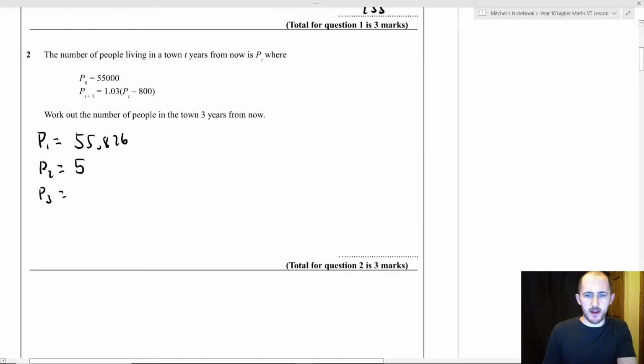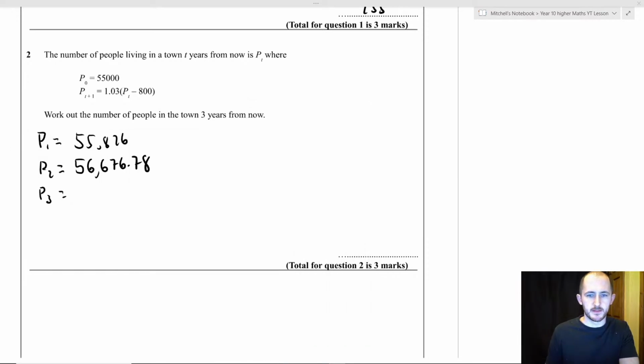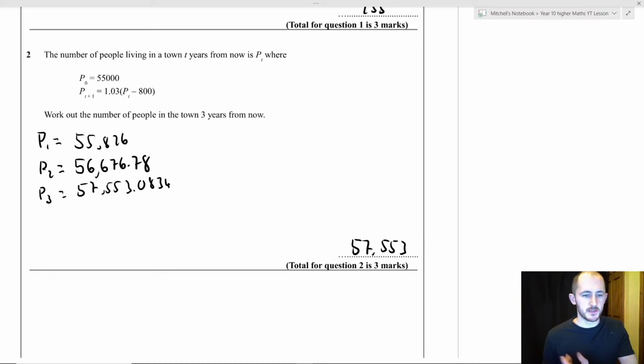And you don't need to round up until you get to your actual final answer, okay? So even though it doesn't make sense to have 0.78 of a person, we're going to round up just right at the end. And then 57553. So 3 years from now, you're going to have 57,553 people. Yep, fairly easy so far, I think.